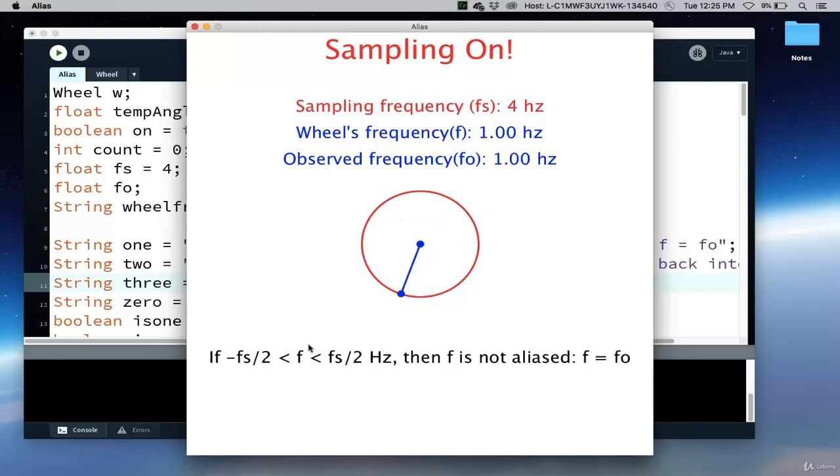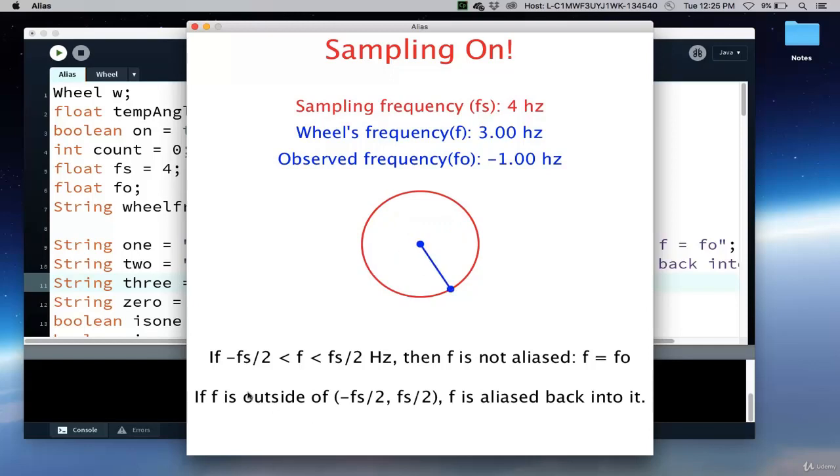If I'm outside of the negative 2 to 2, then I have aliasing. So if I'm outside of this frequency, then f is aliased back into it. In this case, for example, 3 is aliased into negative 1. So the idea is that we have to be inside of this frequency for our sampling to be accurate. Whatever the sampling rate is, it needs to be divided by 2, and you can look from negative to positive, but outside of this, we have aliasing.